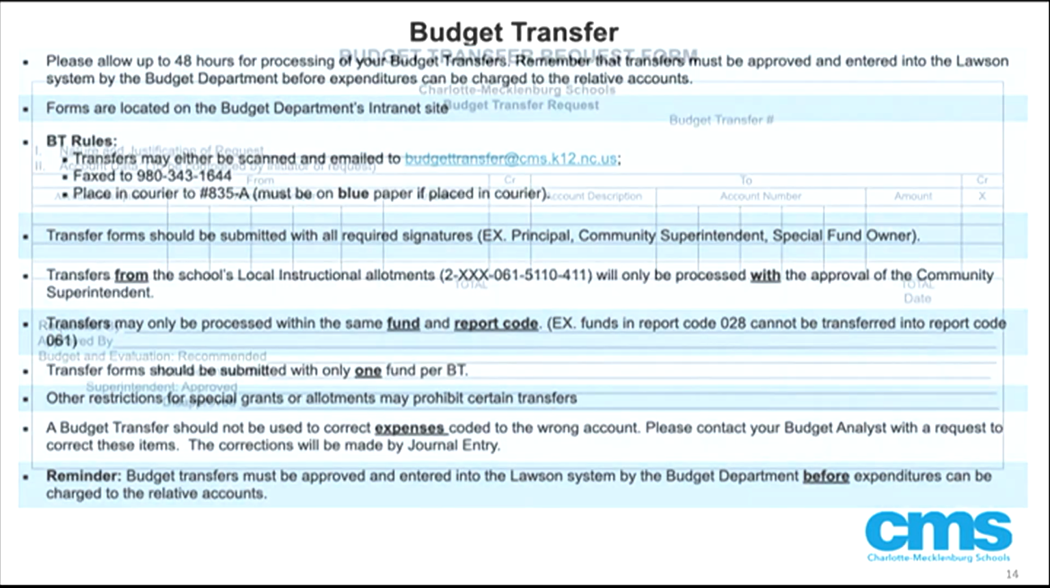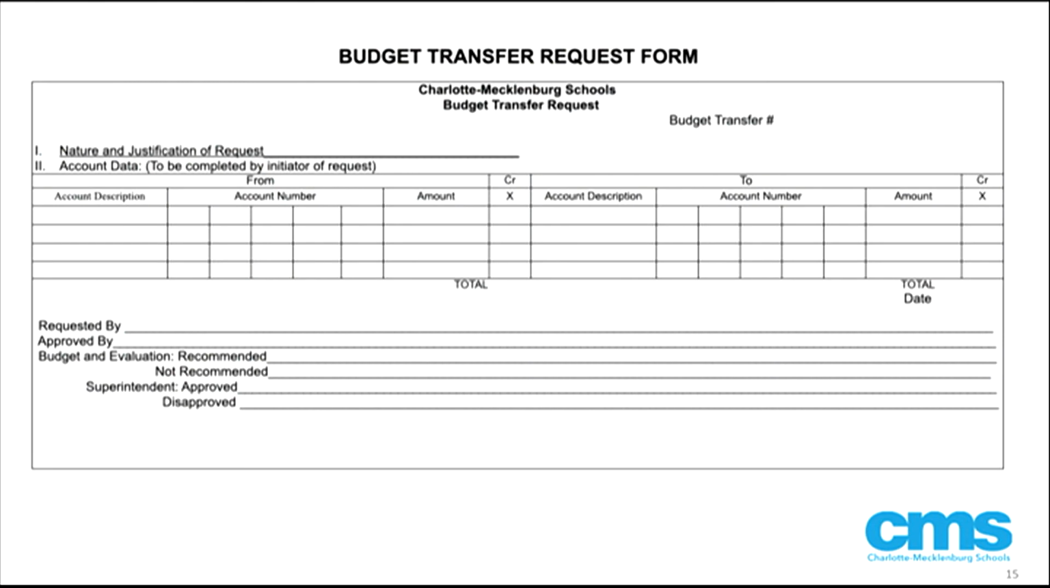It's just a reminder. And this is what a budget transfer looks like. And you see the form, you'll be working on the from side, which means I'm going to take money out of this budget, and I'm going to put money into this budget line on the to side. And just remember to indicate who is requested by and who is approved by.